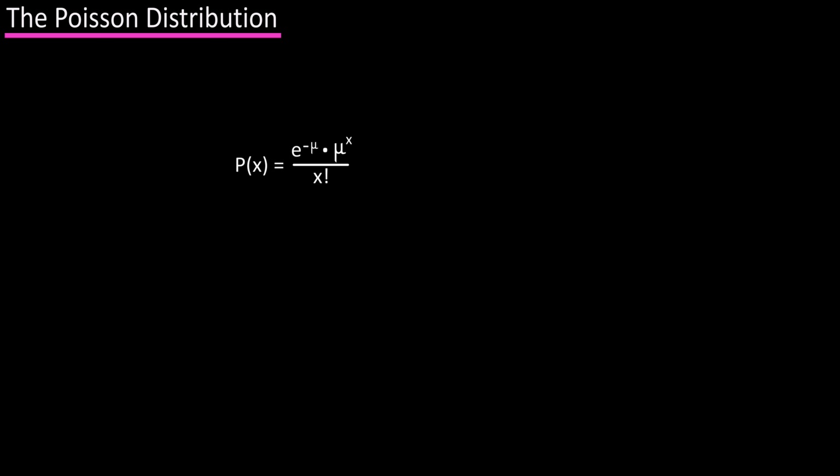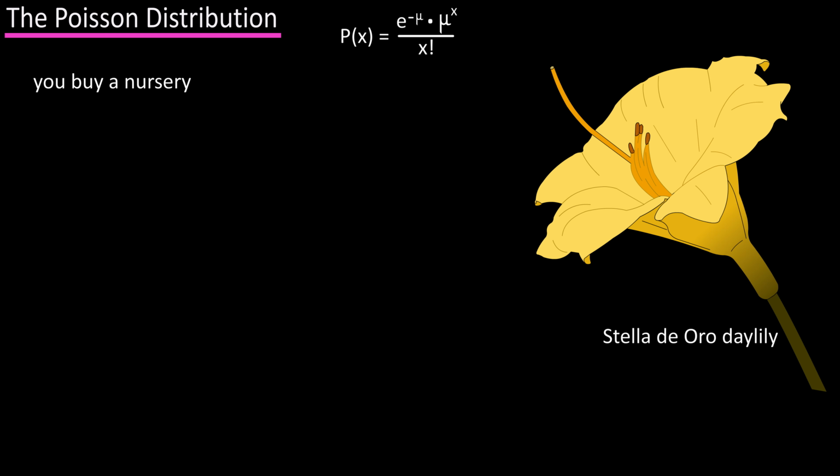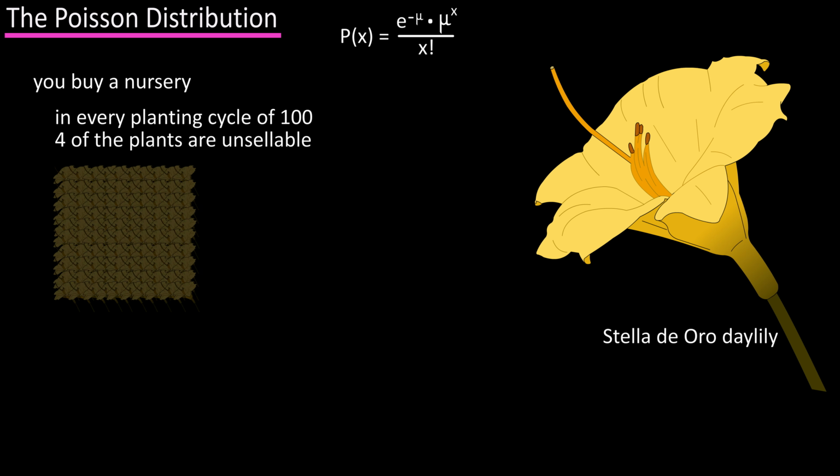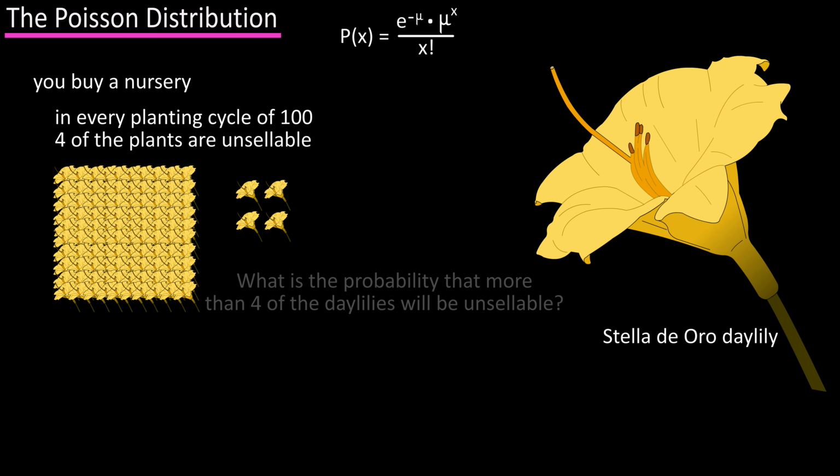Let's say that you decide to buy a small nursery that specializes in selling the Stella d'Oro daylily. The previous owner gives you data that says in every planting cycle of 100, 4 of the planted daylilies do not make it and are unsellable. Based on this data, you want to know the probability that more than 4 of the daylilies will be unsellable in the next planting cycle.